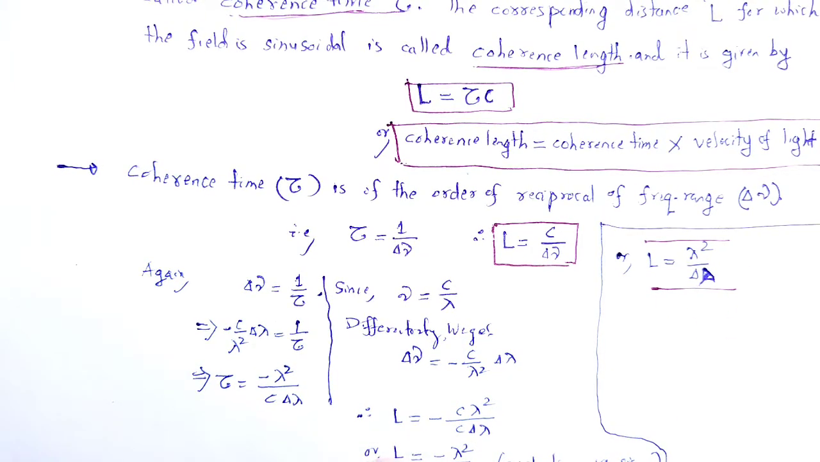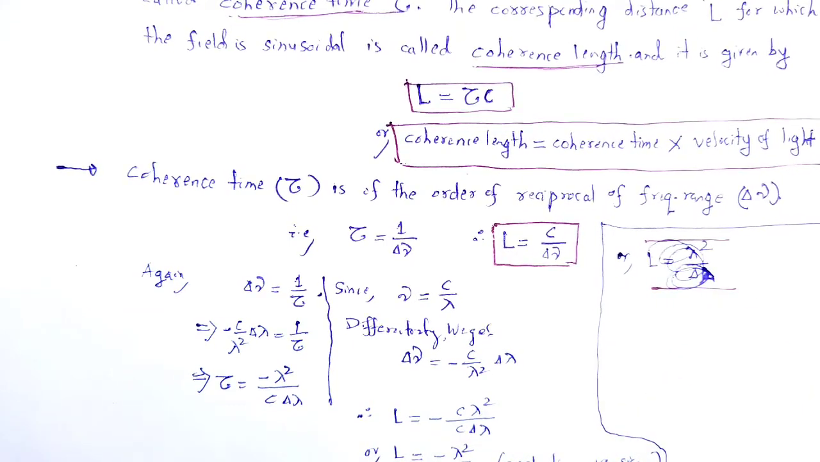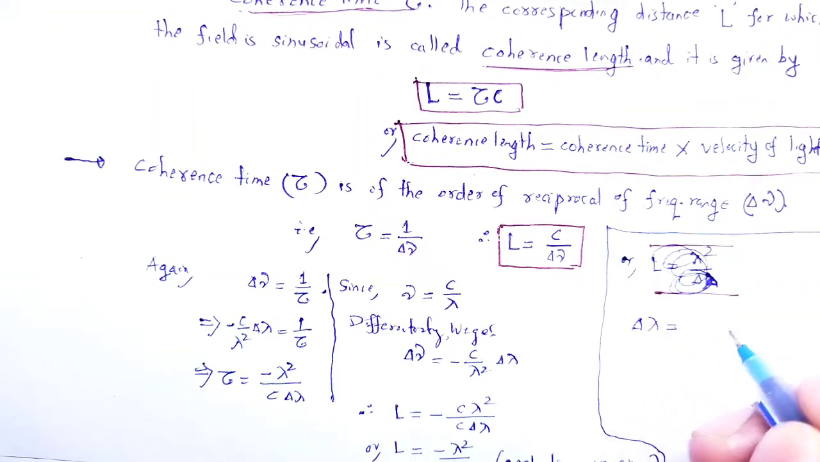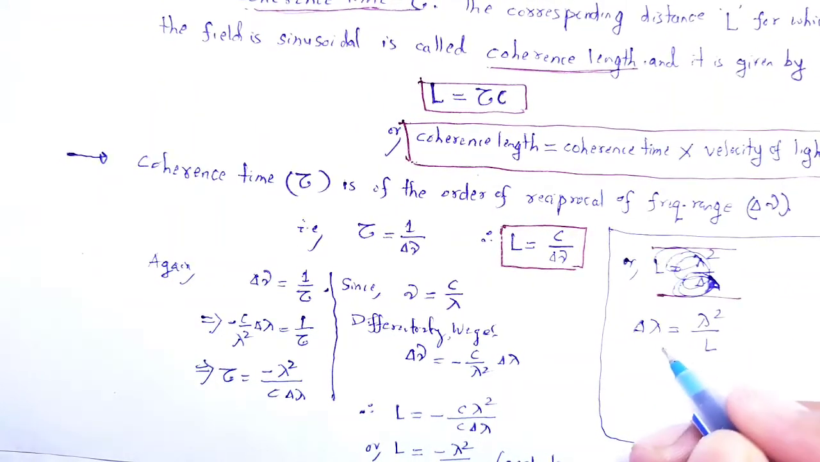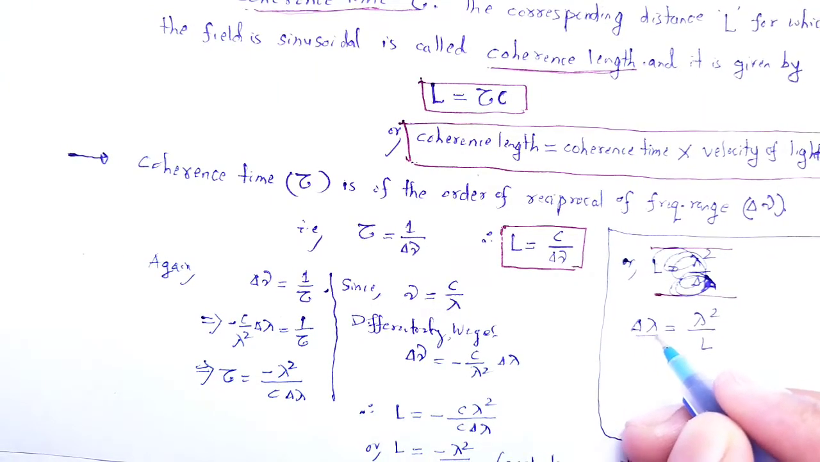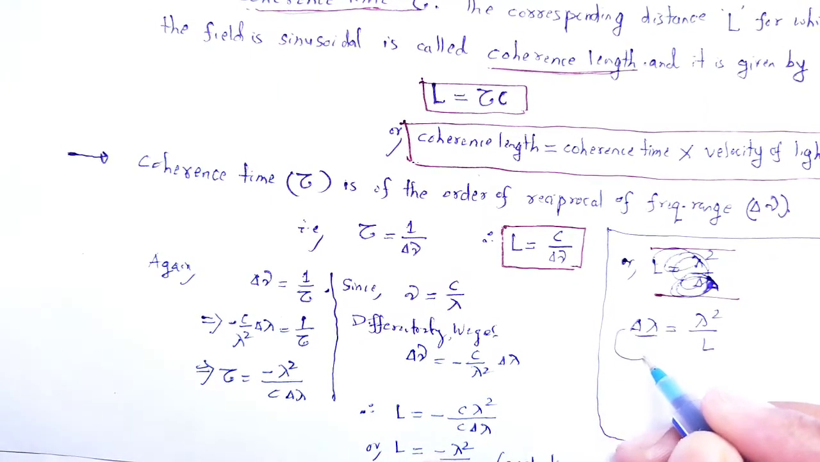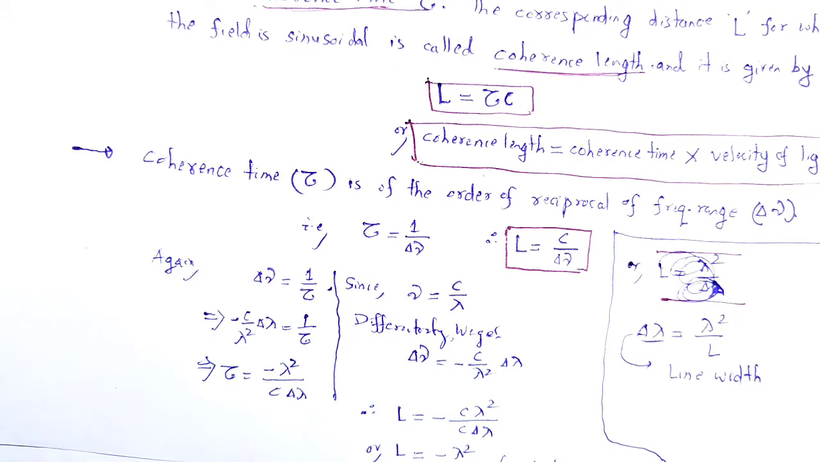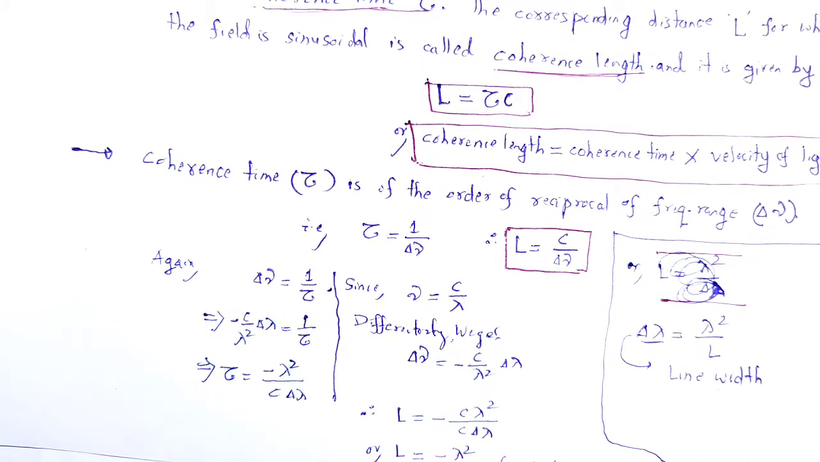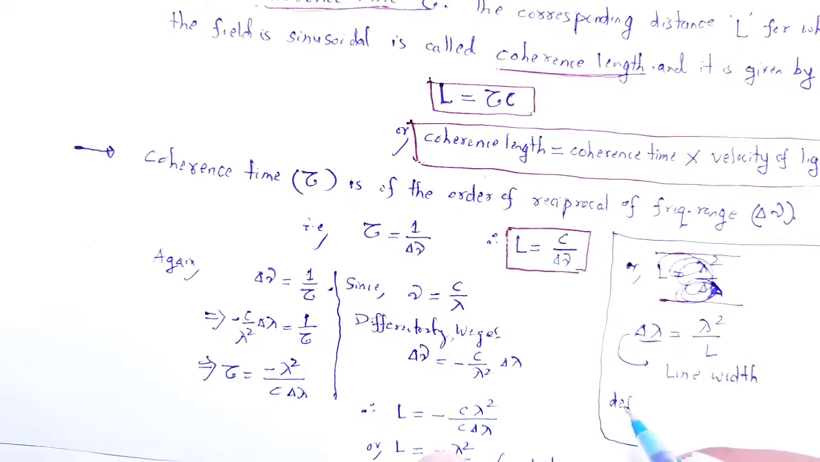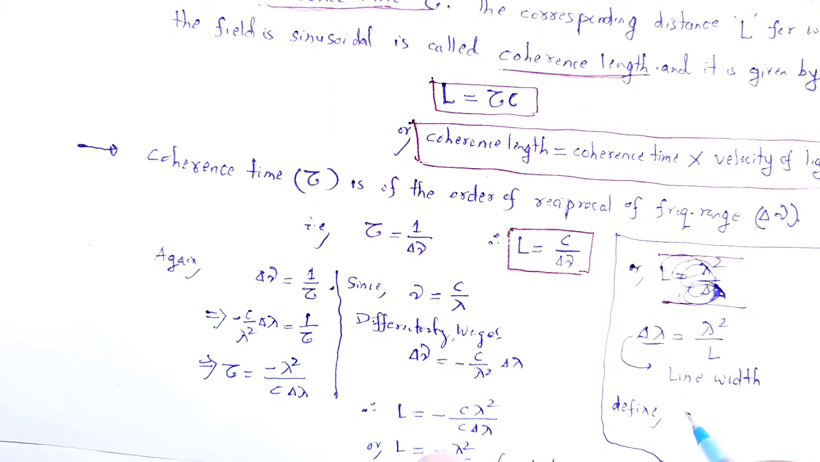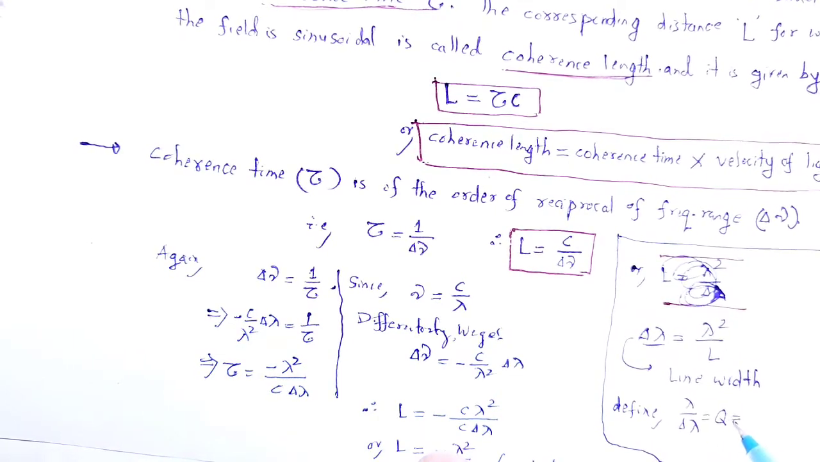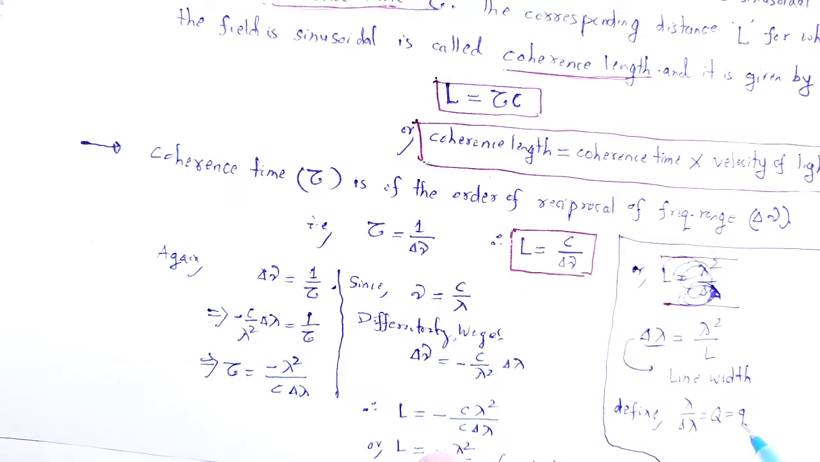Look here. Now, when we neglect that negative sign, we take a form as del lambda is equal to lambda square by L. That del lambda is known as the line width. And we define another term, lambda by del lambda is equal to Q, which is known as quality factor.